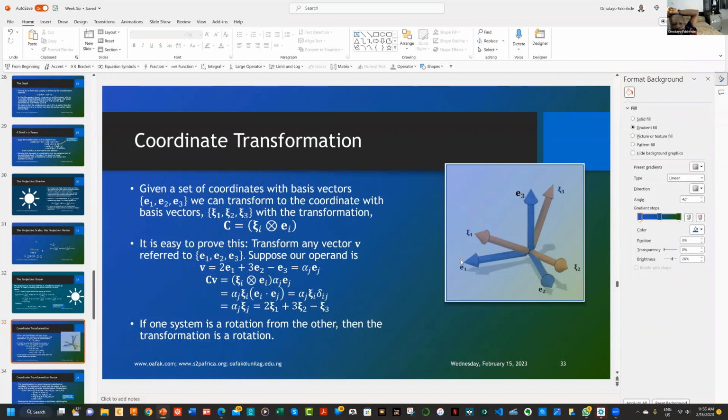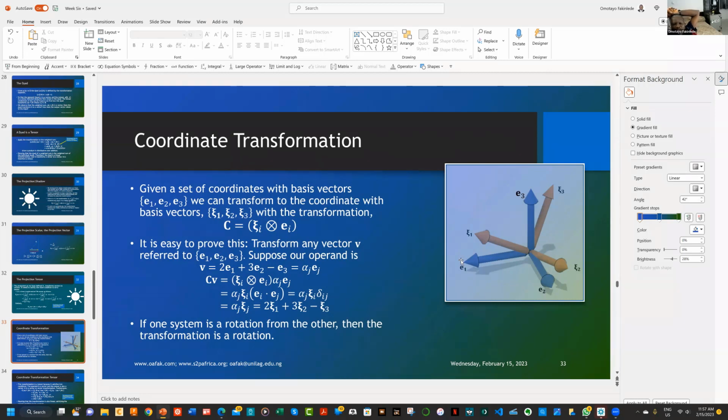Easy to prove. Transform any vector V. If a vector V is referred to the E1, E2, and E3 axis, just take any specific vector 2E1 plus 3E2 minus E3. Now, apply this transformation. You see that when you apply the transformation and work it out, it is the same thing as 2 Xi1 plus 3 Xi2 minus Xi3. So it is completely transformed to the new coordinate system exactly with the same coefficients.